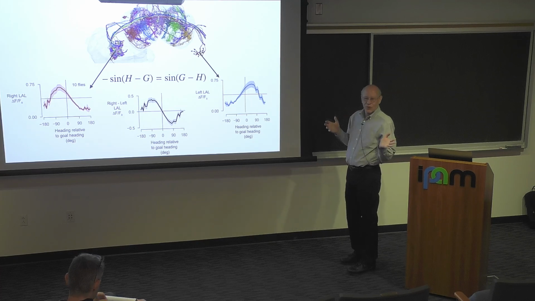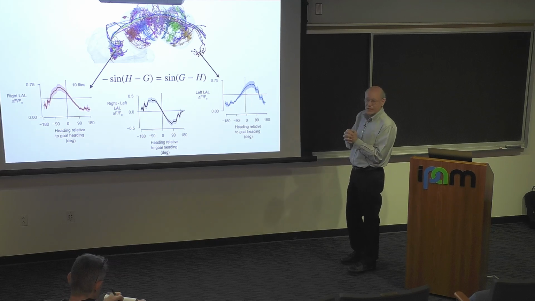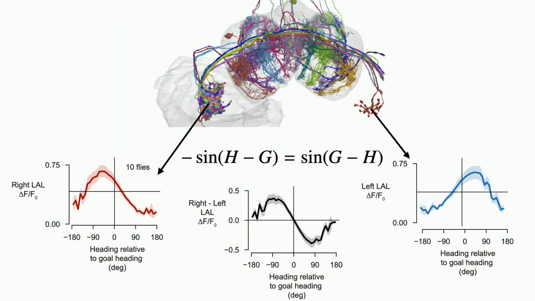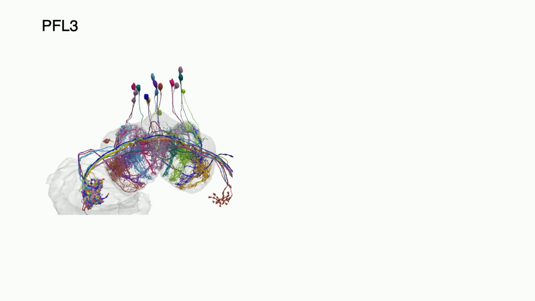So it says turn right if you're on one side, turn left if you're on the other side. If you're right on target, don't do anything. These curves are a little funky back here because the flies don't very often go 180 degrees from their goal. So there's just not very much data down there. Okay, so how did this happen? How did you get a sinusoid here?